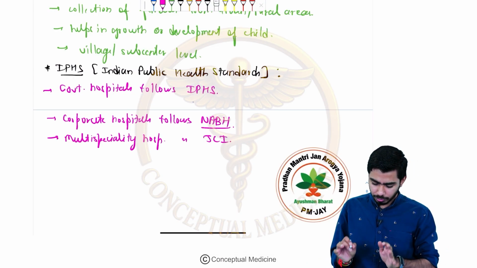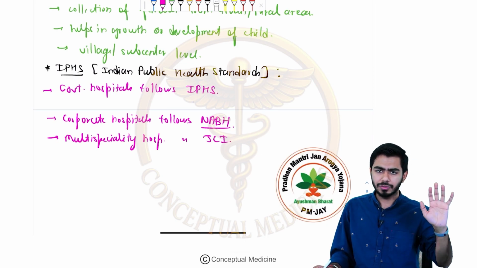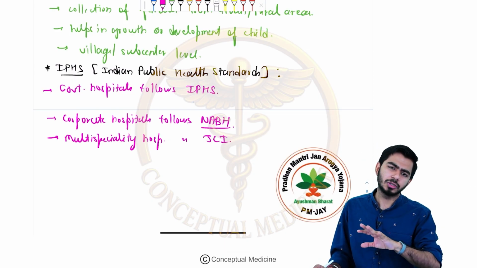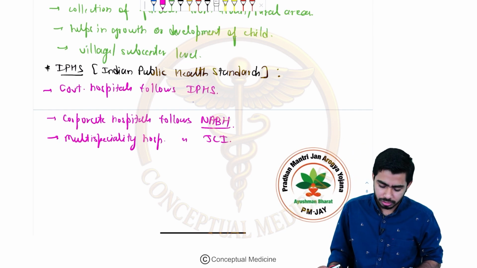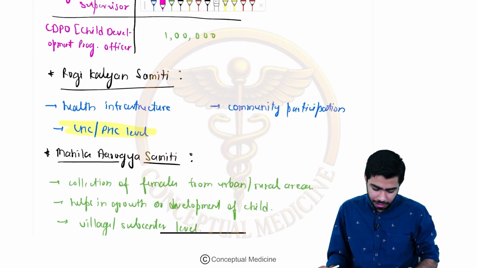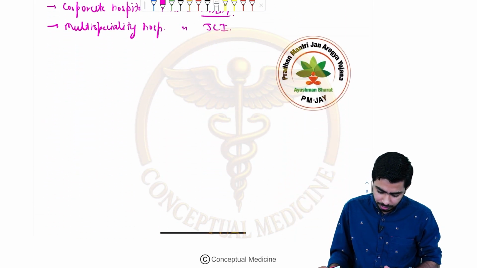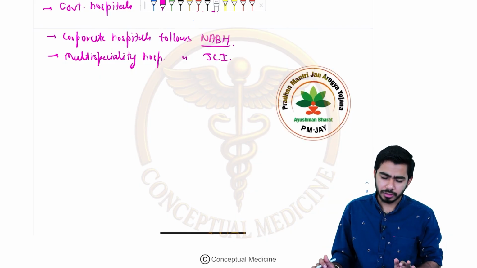Okay, so once we have talked about that, let me talk about the sub-centers. We have talked about the ASHA worker, the multi-purpose worker, the National Rural Health Mission, the National Urban Health Mission, and the ICDS, International Child Development Services. And then we are moving on to the sub-center. Actually, there are type A and type B sub-centers, right?